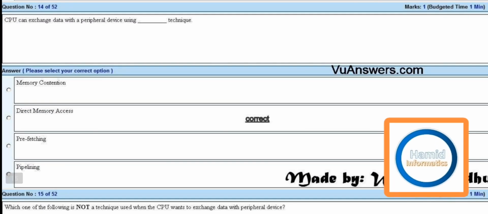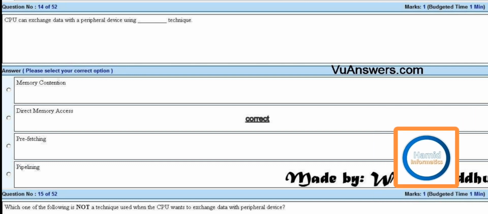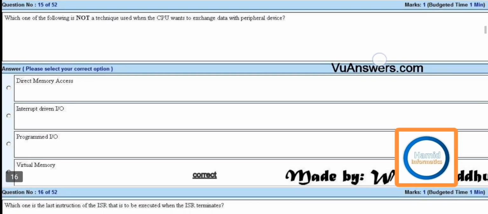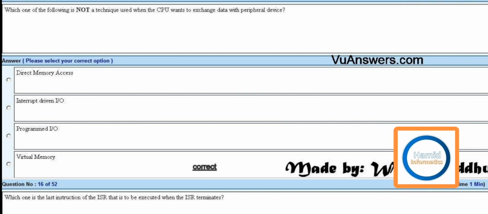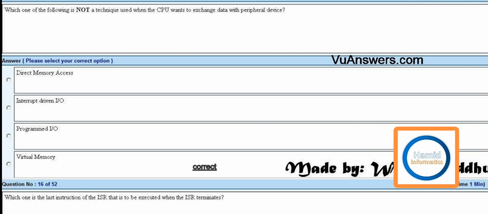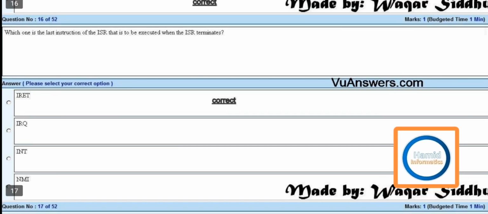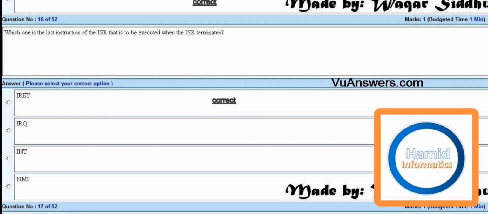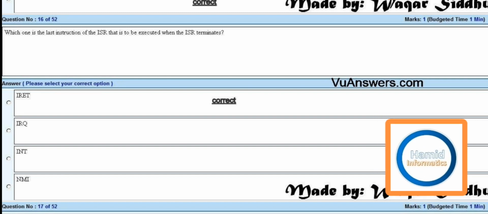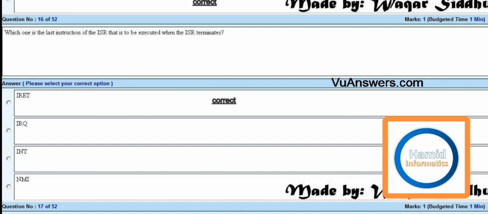Next question: the CPU can exchange data with a peripheral device using dash technique, and the answer is direct memory access. Next question: which one of the following is not a technique used when the CPU wants to exchange data with the peripheral device? Answer is virtual memory. And the next question: which one is the last instruction of an ISR that is to be executed when the ISR terminates? And the answer is IRET.